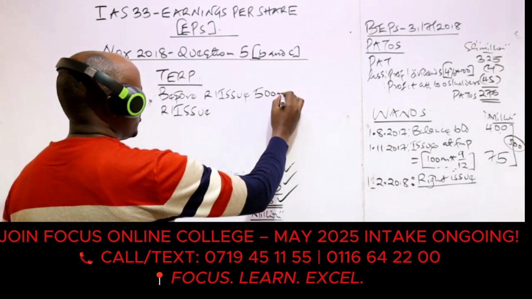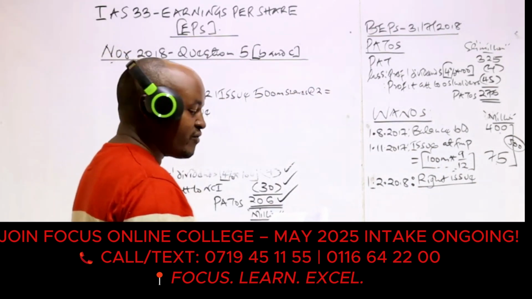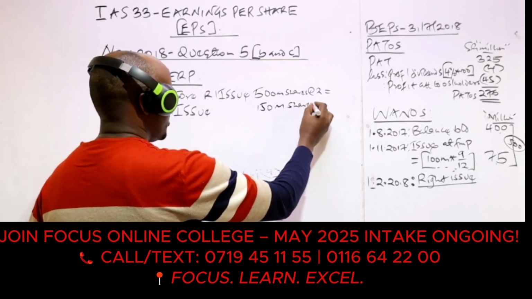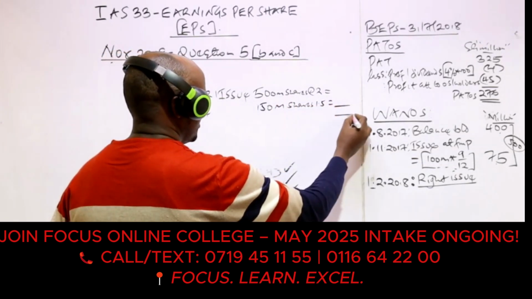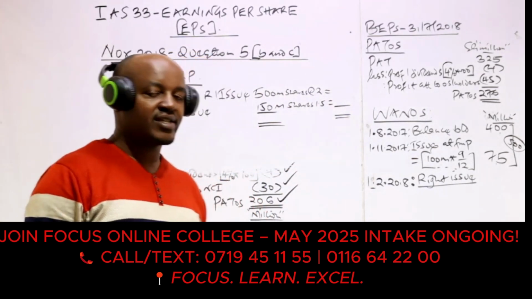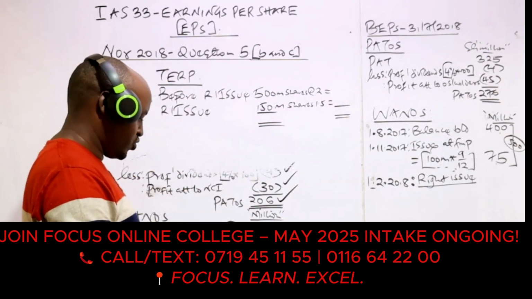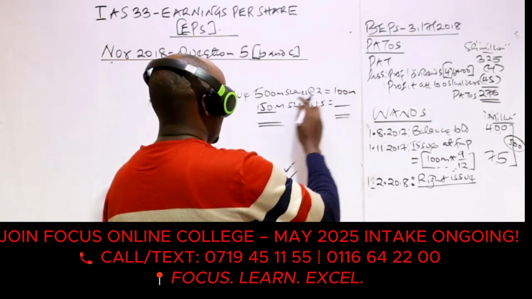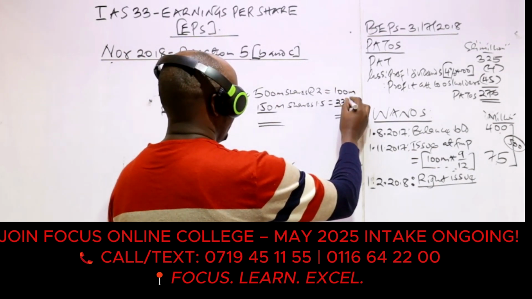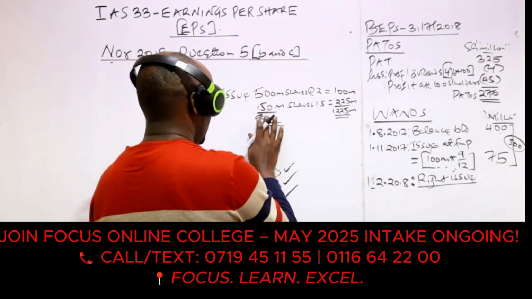Before the right issue, the shares issued were 500 million shares, and they had a market price of 2 shillings. And then during the right issue, the company issued 150 million shares at a price of 1.5. This will help us compute what we refer to as the theoretical X-right price, the market price per share after the right issue. So we have 500 times 2, which will give us 1,000, and then 150 times 1.5, which will give us 225 million. We add these two, and then we also add this, which will give us 650 million.